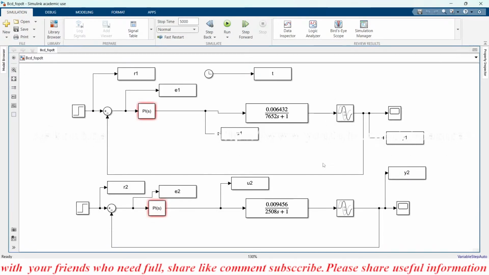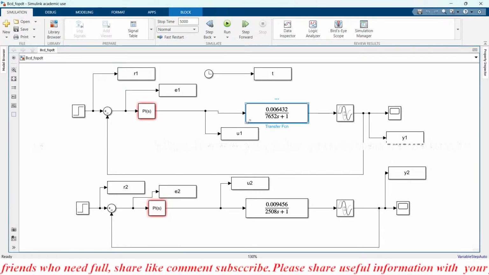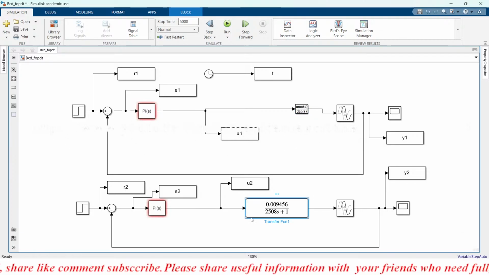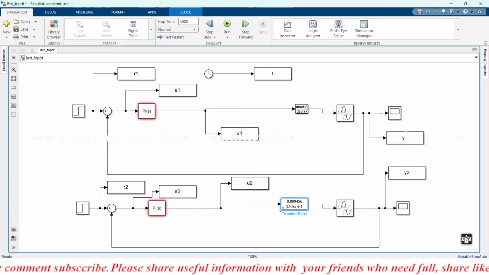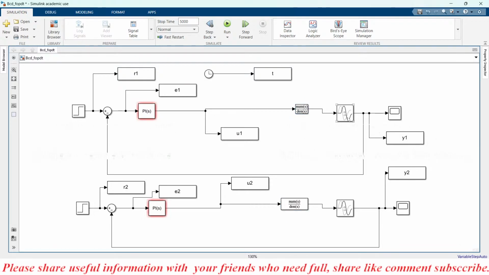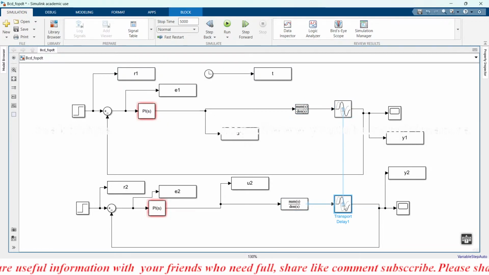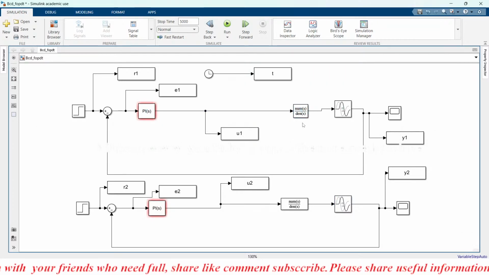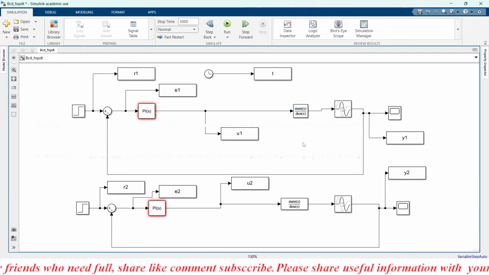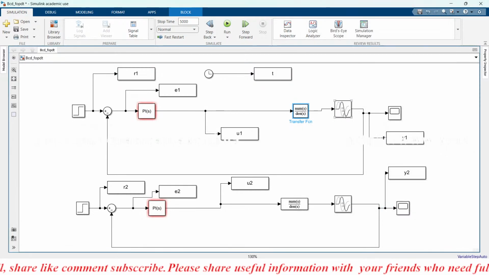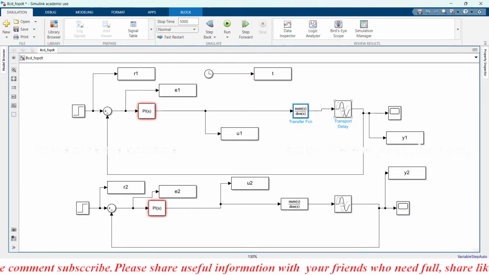So here is our plant. One plant I have taken. Here is our transfer function, and I have considered the FOPDT model. So we need to give the numerator and denominator values, and the delay will be there for the FOPDT.